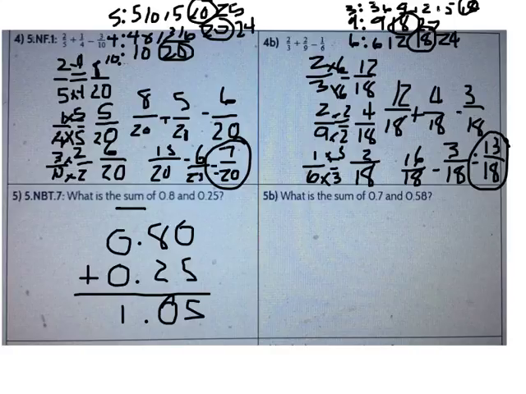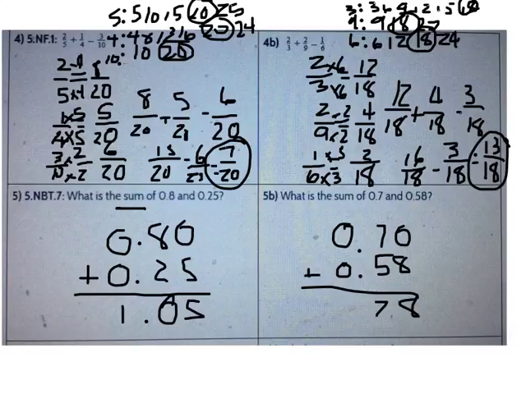Now you try another problem. What is the sum of 7/10 and 58/100? Let's see how you did. When I add 7/10 and 58/100, I get 1 28/100.